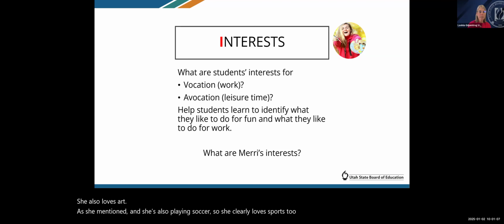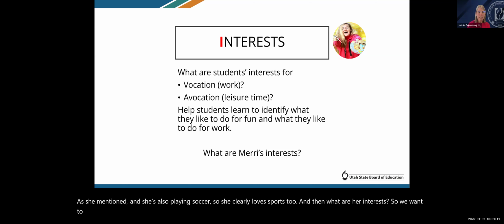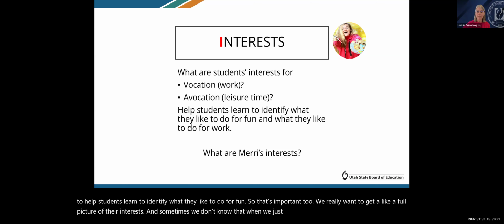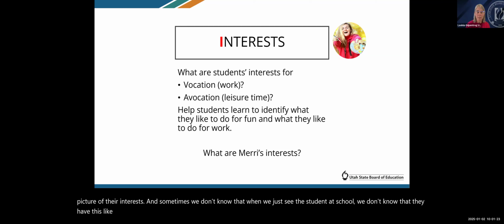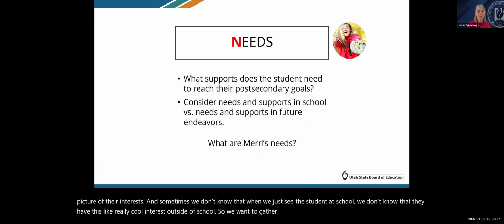And then what are her interests? So we want to help students learn to identify what they like to do for fun. So that's important too. We really want to get a full picture of their interests. And sometimes we don't know that when we just see the student at school. We don't know that they have this really cool interest outside of school. So we want to gather those kinds of information through our transition assessments and needs.